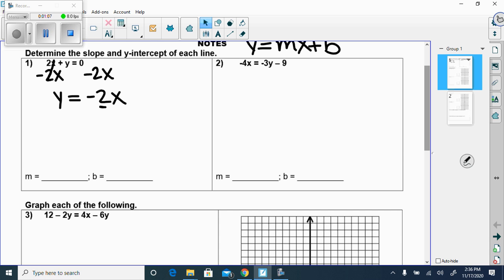Negative 2. The negative 2. So my m is negative 2. And b is supposed to be out here on the end, and there's nothing there. So it's 0, 0. So it just is at 0, 0. Very good.